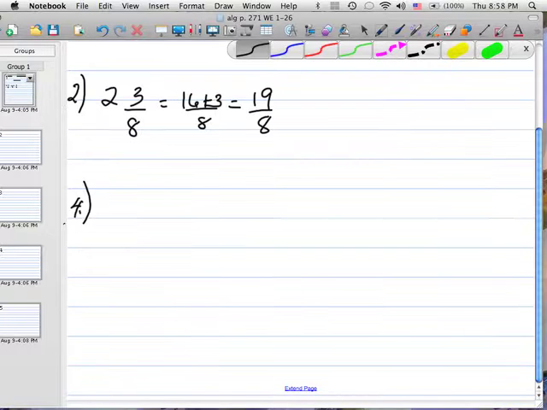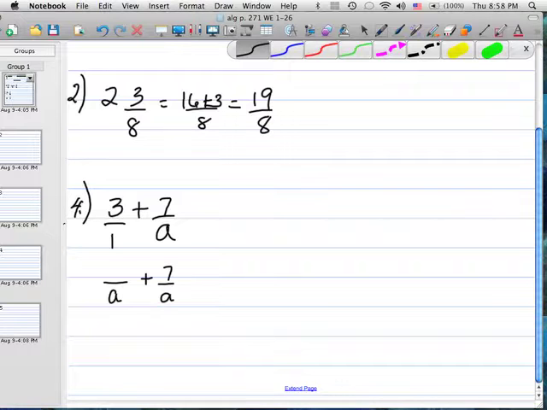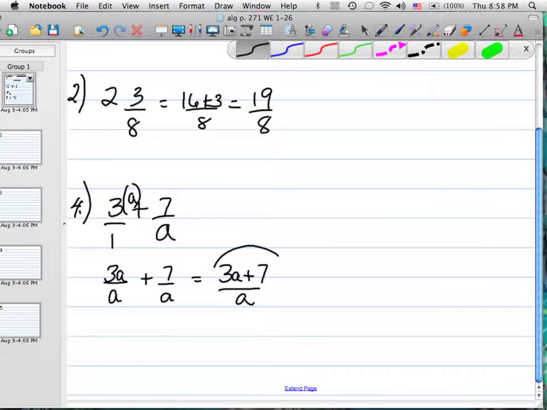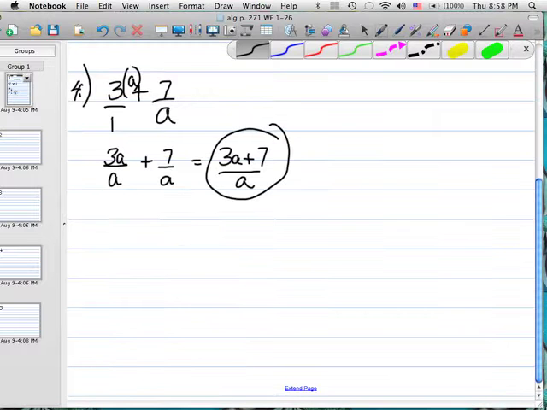Number 4, we have 3 plus 7/8, 7 over a, with the 3 over 1. Least common denominator is a. So we're going to multiply the 3 by a, because this is missing the a, so we get 3a. They have the same denominator, so our answer, adding the numerators, 3a plus 7 over a. And there's nothing we can factor.